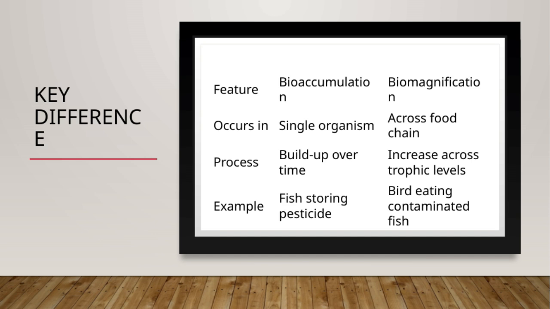The process of bioaccumulation is all about the buildup within an individual organism over time, while biomagnification involves the increase in concentration at each successive trophic level. Understanding this distinction is crucial because it highlights how pollutants can become more dangerous as they move through ecosystems, which ties back to our overall theme of environmental health and the importance of managing pollution sources effectively.